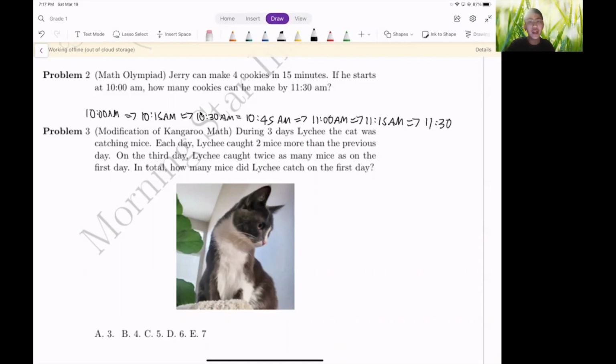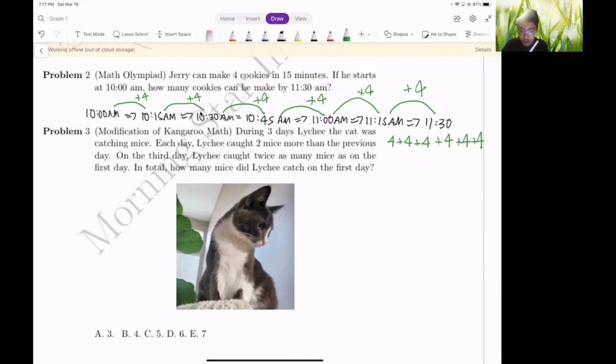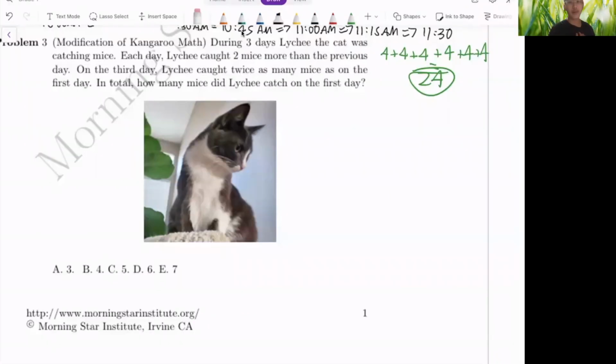And we know that Jerry can make 4 cookies in 15 minutes. Let's count how many gaps there are now. So we see that this is plus 4 cookies, this is plus 4 cookies, this is plus 4 cookies, this is plus 4 cookies, this is plus 4 cookies, and this is plus 4 cookies. And as we can see, there are 6 fours, so we just add them all together, and eventually you should get 24 cookies. So Jerry can make 24 cookies from 10 a.m. to 11:30 a.m.